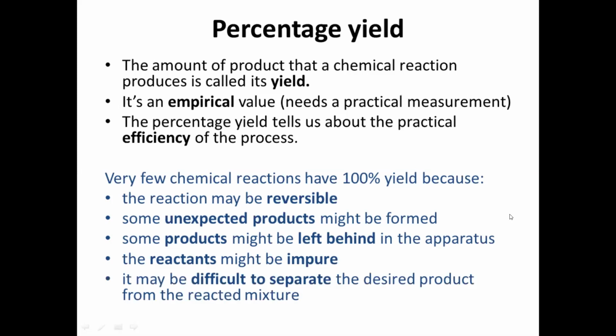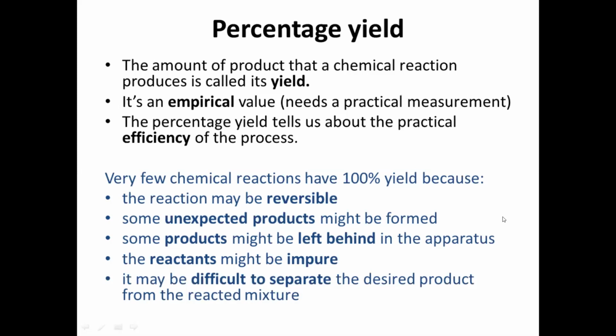So for example, if you have a mixture of liquids, you might need to use distillation, which may not be 100% efficient, because maybe the boiling points are really close together. An example of this is water and ethanol. They've got boiling points that are close together, so it's very difficult to have high purity ethanol.